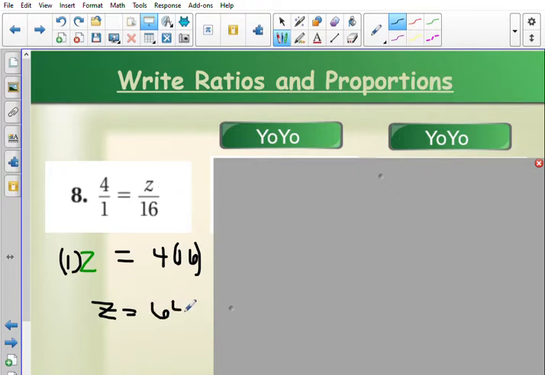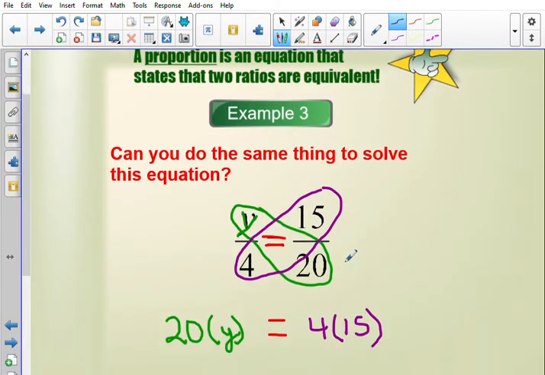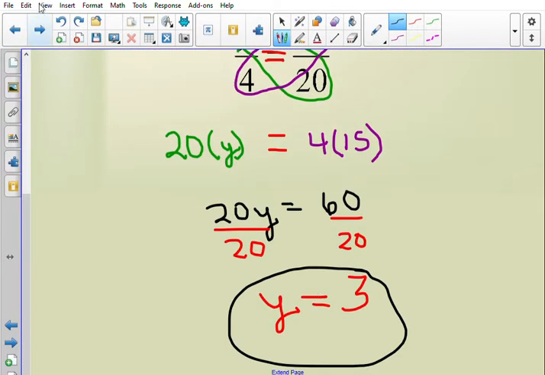Some of the problems will solve themselves. Notice this problem, as soon as I multiplied, z times 1 is z, 4 times 16 is 64. I have all of that solved immediately. It's not like this one where I had to do extra work to solve it down.